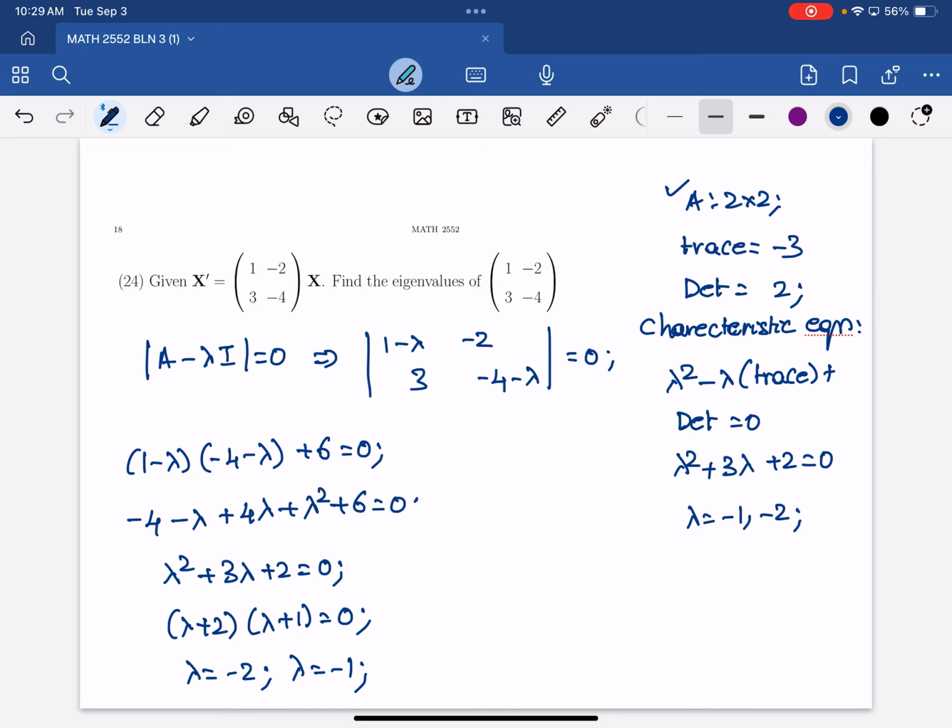Clear? Yes. What's the trace? Trace is the sum of the elements on the diagonal. So 1 minus 4 is negative 3. Trace is the sum of the elements on the diagonal. Are you familiar with trace? Okay, I just want to be on the same page. So what is my next step?